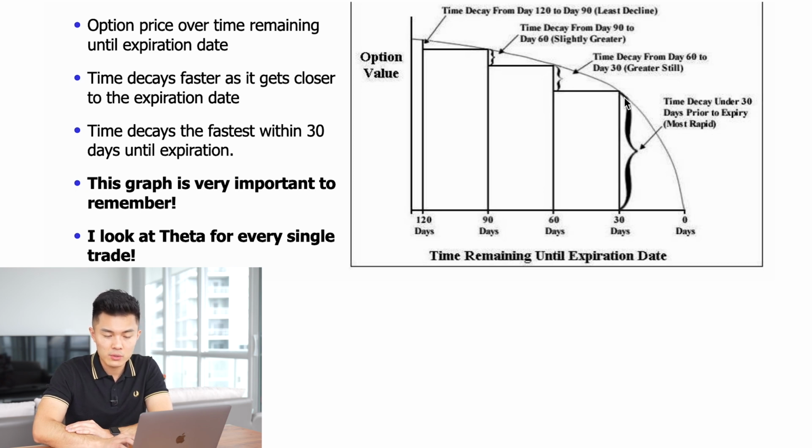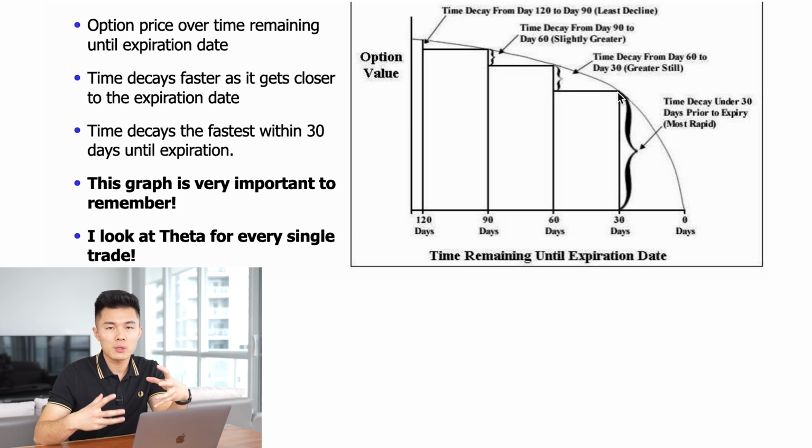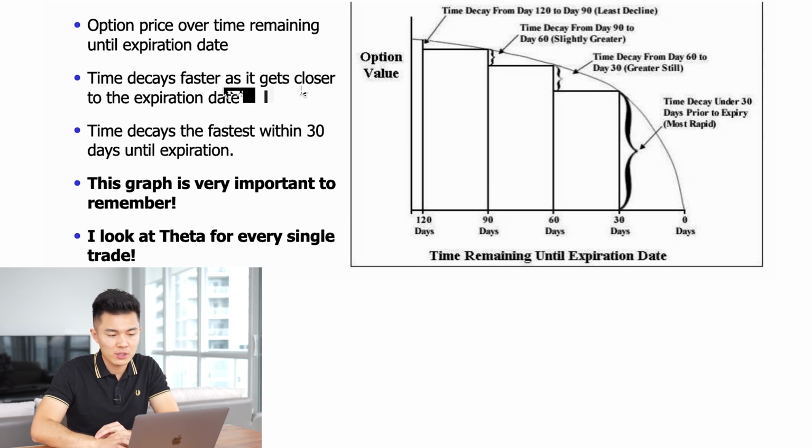And then from 30 days to 0 days, this is where theta decays the most. This is where, as an option buyer, you pay the most amount of money. And on the contrary, if you're an option seller, this is where you keep the most amount of money, which is the 30 days going into the expiration date. So the summary is that time decays faster as the option gets closer to the expiration date. And time decays the fastest within the 30 days until expiration.